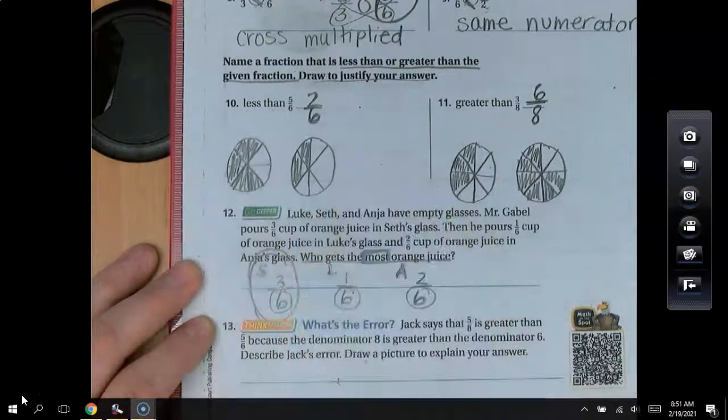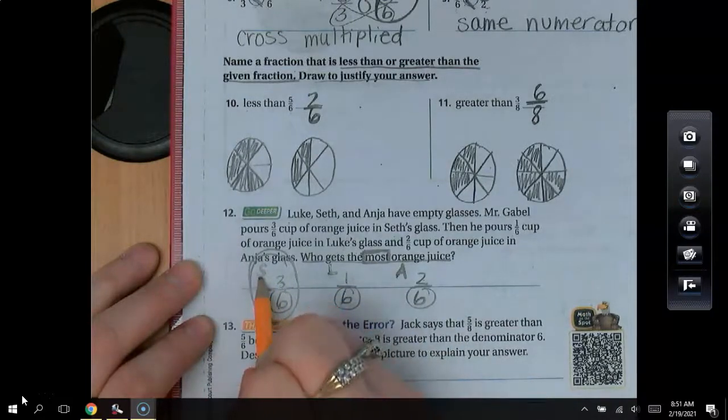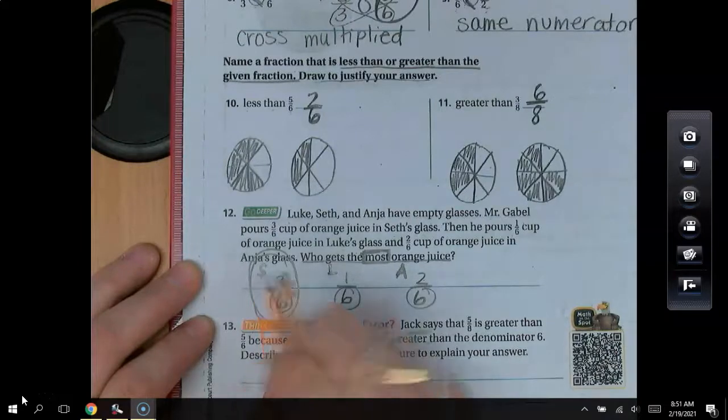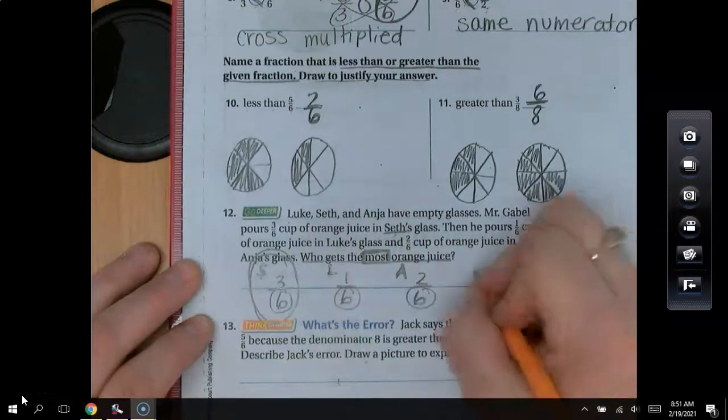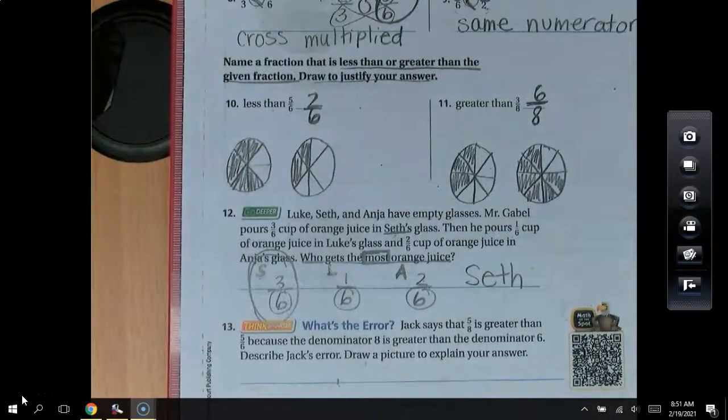So who gets the most orange juice? Well, if you didn't write the full name and it starts with an S, go back into your story. Who starts with an S? Right here, Seth. So Seth is your answer.